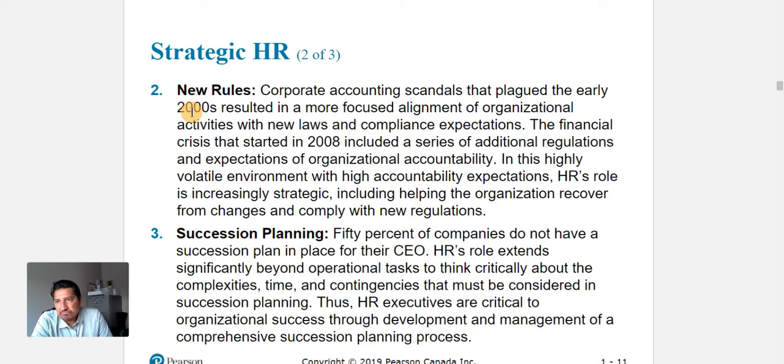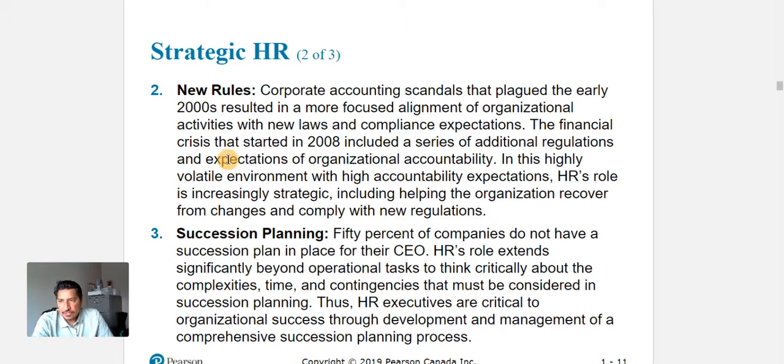New roles are changing the human resource domain. Corporate accounting scandals that plagued the early 2000s resulted in a more focused alignment of organizational activities with new laws and compliance expectations. The financial crisis that started in 2008 brought a series of additional regulations and expectations of organizational accountability. In this highly volatile environment with high accountability expectations, HR's role is increasingly strategic, including helping the organization recover from changes and comply with the new regulations.